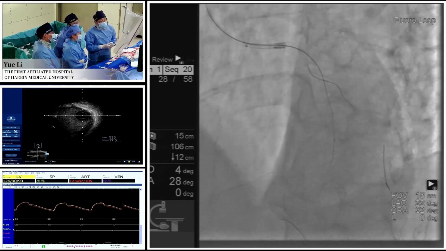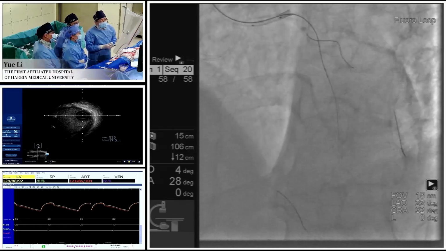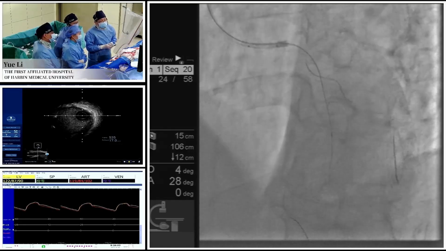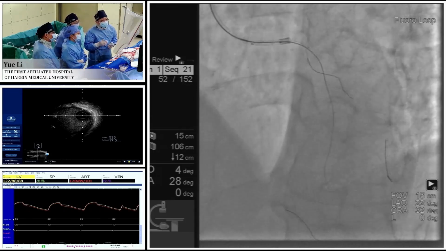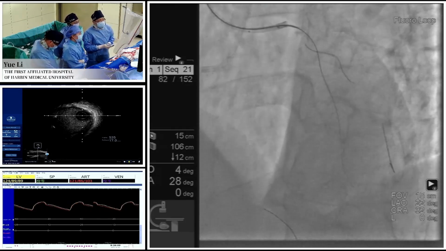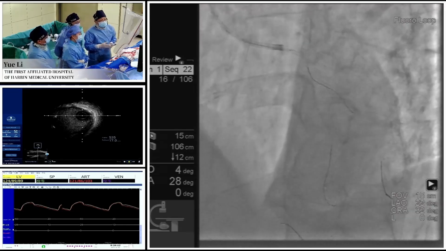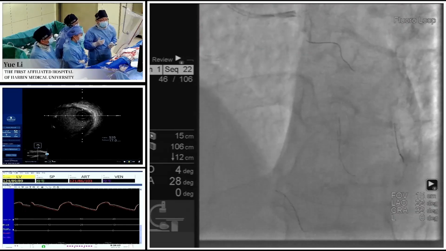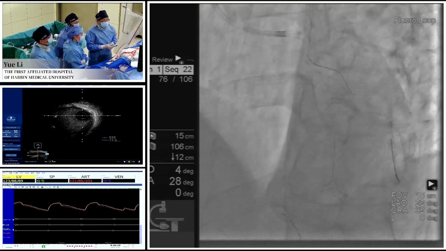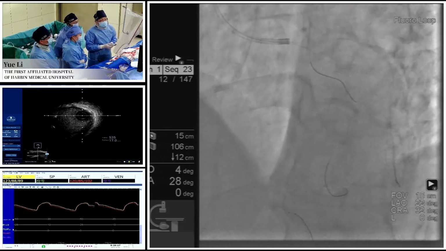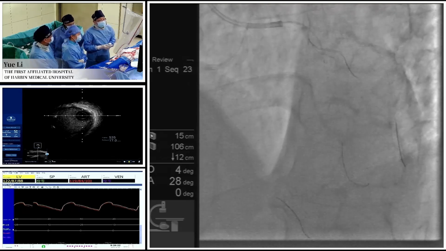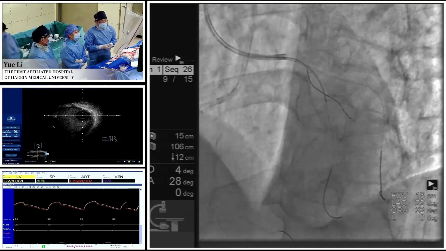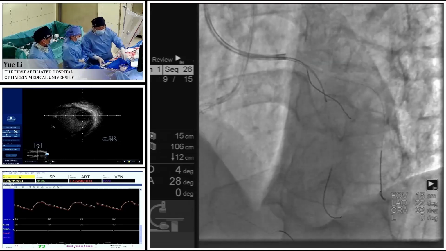And then we did, we can see the balloon could be advanced freely, and we use the coaxial microcatheter to exchange a workhorse wire. This is very important because the workhorse wire is well received. And then we do IVUS. And please let Dr. Chao show us the IVUS result from the diagonal branch.